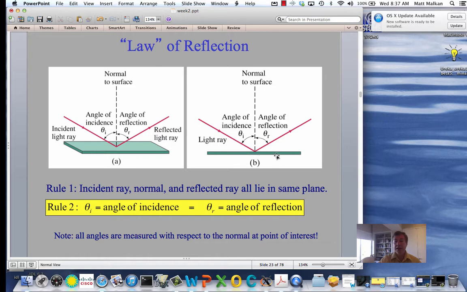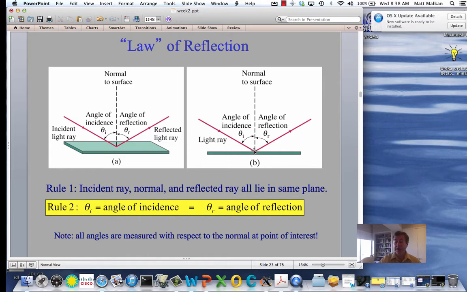Now, notice that I took a very simple flat surface here. So the normals are always straight up because my flat surface is always horizontal here. It's like in the x direction. This is in the y direction. But if I had a curved surface here, this could be like a curved mirror. I could curve it upward. I could curve it downward, convex mirror, concave mirror.